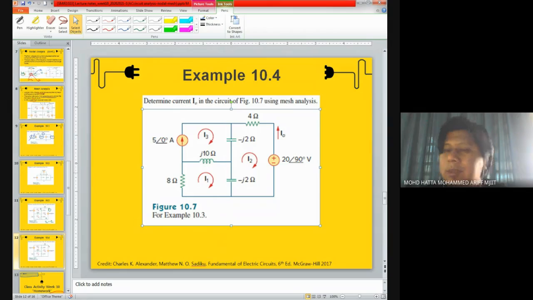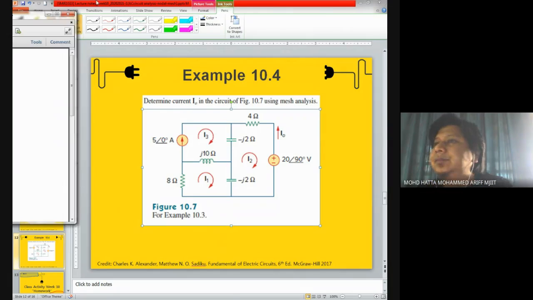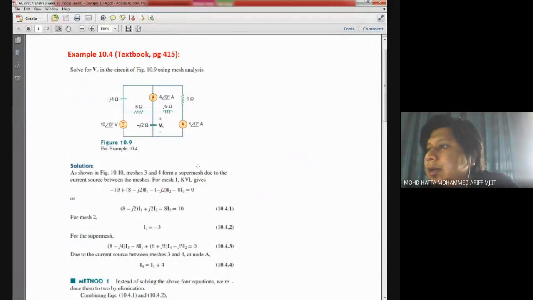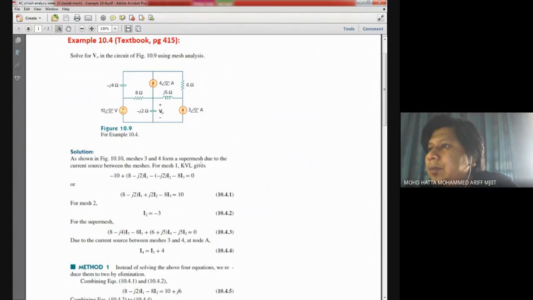Okay, for example 10.4, I also had uploaded in your e-learning portal. You can have a look at the e-learning portal to have a look at example 10.4. And example 10.4, if I'm not mistaken, sorry for that. If you look, okay, this is the correct figure for example 10.4.